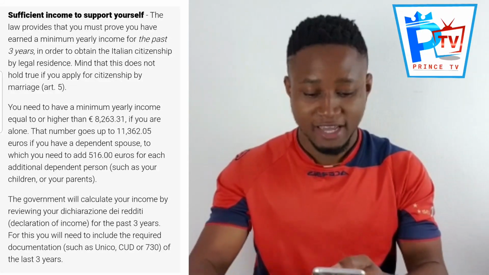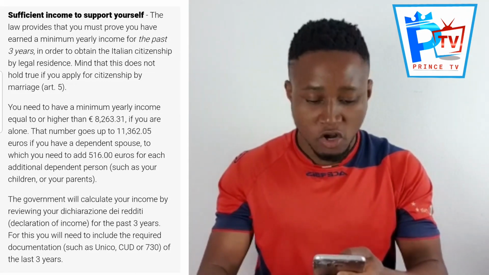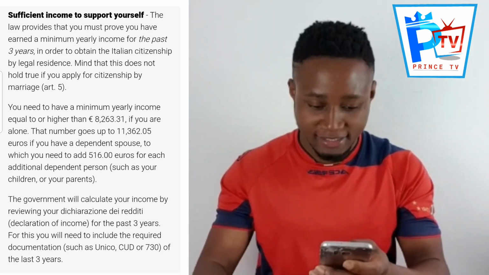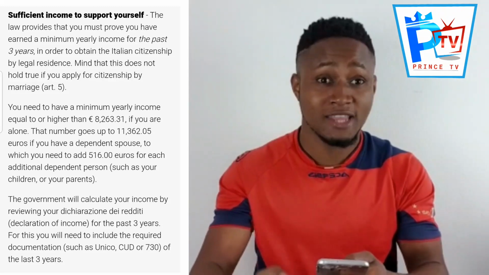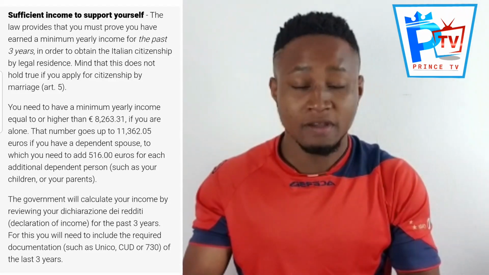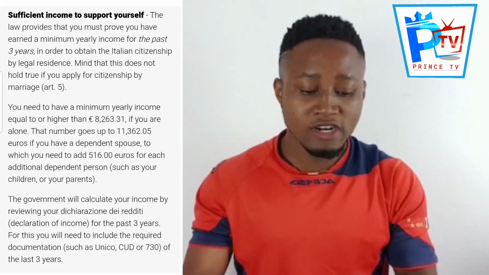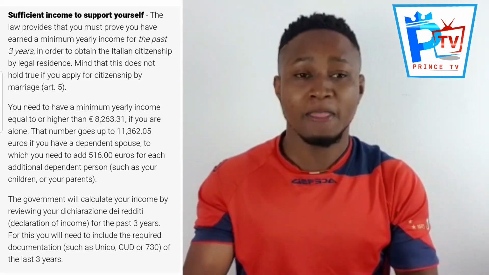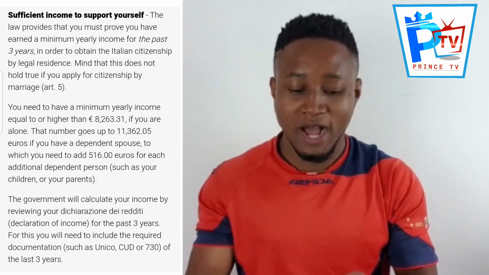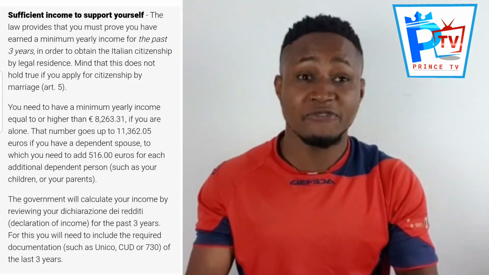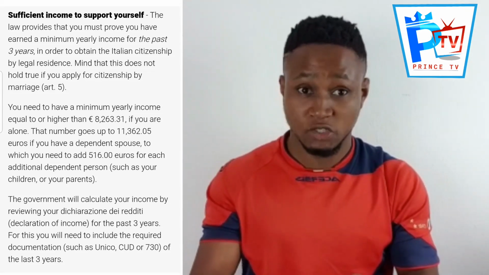Sufficient income to support yourself. He said, the law provides that you must prove you have earned a minimum yearly income for the past 3 years in order to obtain the Italian citizenship by legal residence. He said, mind that this does not hold true if you apply for Italian citizenship by marriage, Act 5. That is where the law is stated. You need to have a minimum yearly income. Now listen, he said, you need to have a minimum yearly income equal to or higher than €8,263.31 if you are alone. He said that number goes up to €11,362.05 if you have a dependent spouse, to which you need to add €516 for each additional dependent person, such as your child or your parents. So that is what you have to now understand.